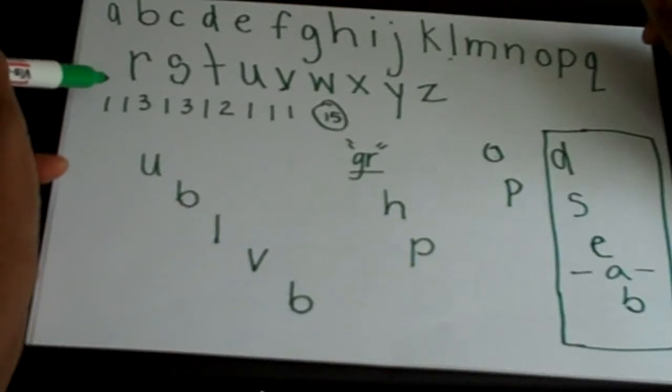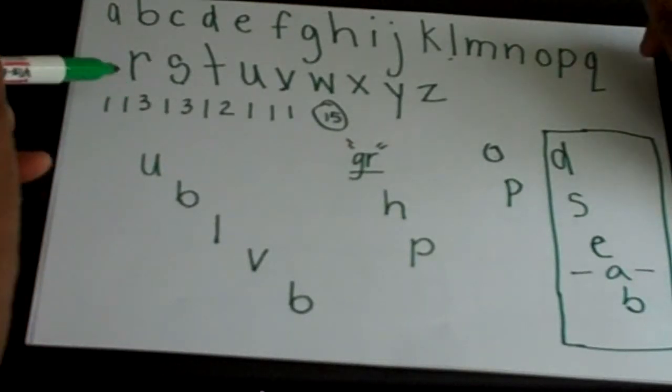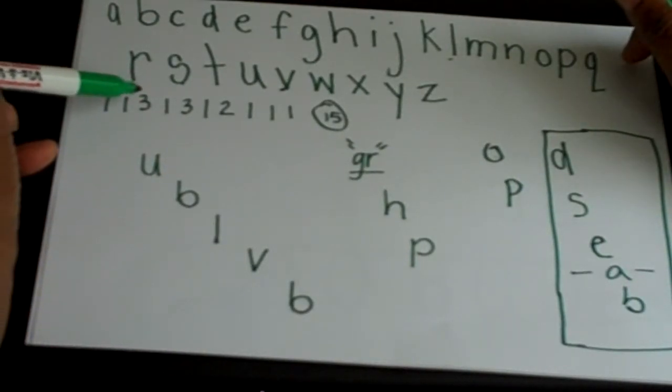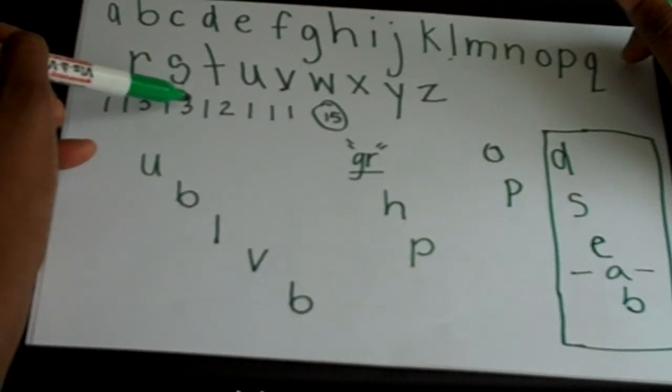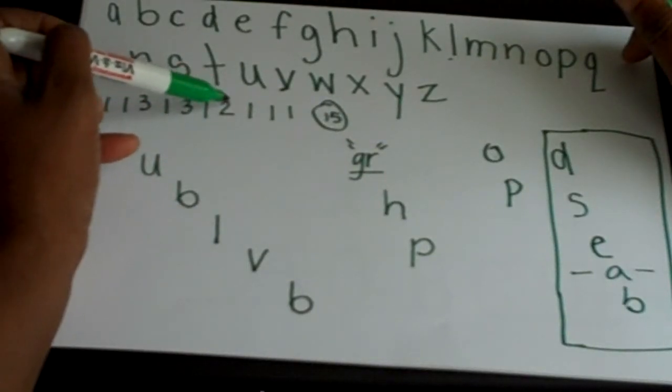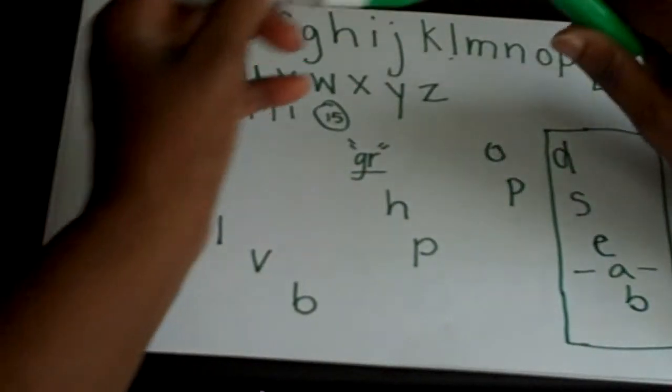In my mind's eye, I'm hearing 1, 2. How did she get that? I was just adding the numbers. 1, 2, 5, 6, and 3 is 9, 10, and 2 is 12, 13, 14, 15.